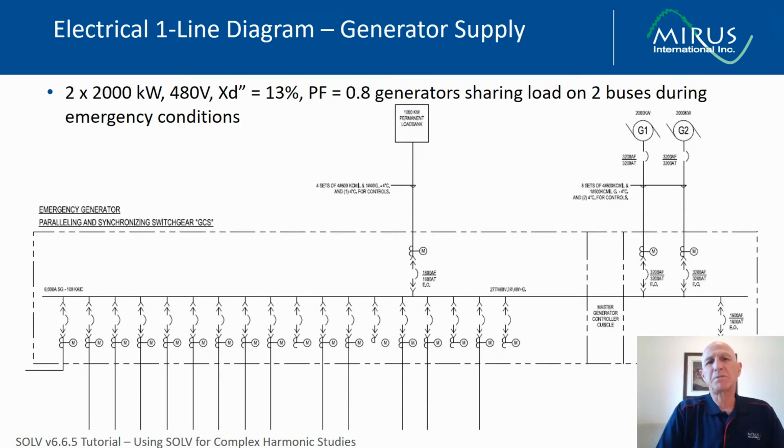Being a critical hospital facility, the site was equipped with backup generator capacity that could carry the entire load if necessary. This included two 2000 kilowatt 480 volt generators with a power factor of 0.8 and subtransient reactance of 13%. Armed with this information, let's now move to the SOLV program and set up the simulations.